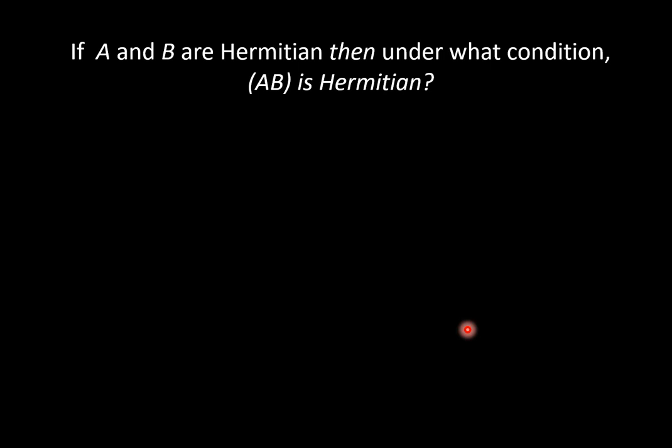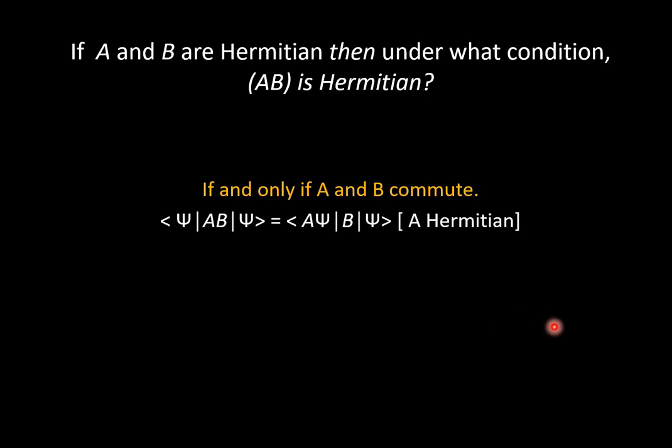If A and B are Hermitian, then under what condition is the product AB Hermitian? Okay. So if we just use the turnover rule, the thumb rule, it can be easy to show. First of all, the answer is yes, only if A and B commute. So if A and B commute and they are Hermitian, then their product AB is also Hermitian. So let us try to prove it.